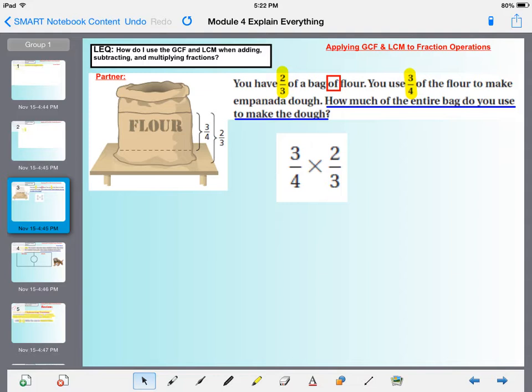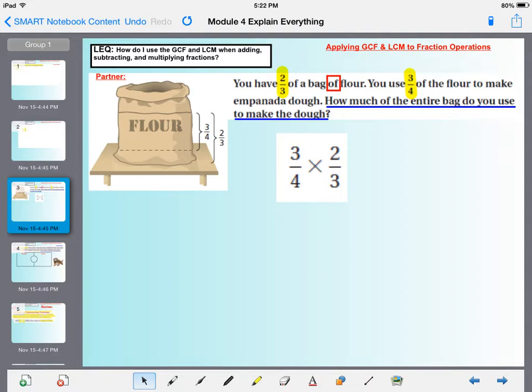Now, what does this look like in a word problem? Let's take a look at this picture. We have 2/3 of a bag of flour. We use 3/4 of the flour to make empanada dough. How much of the entire bag do you use to make the dough?